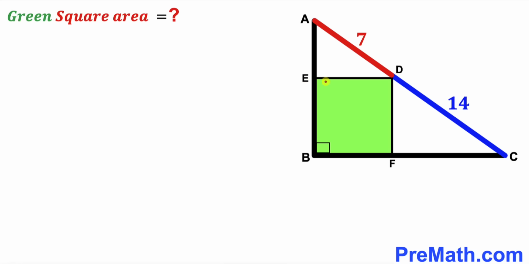Welcome to PreMath. In this video, we have this green shaded square EBFD fully inscribed in a right triangle ABC, as you can see in the given diagram, such that segment AD length is 7 units, whereas segment CD length is 14 units. Our task is to calculate the area of this green shaded square EBFD.